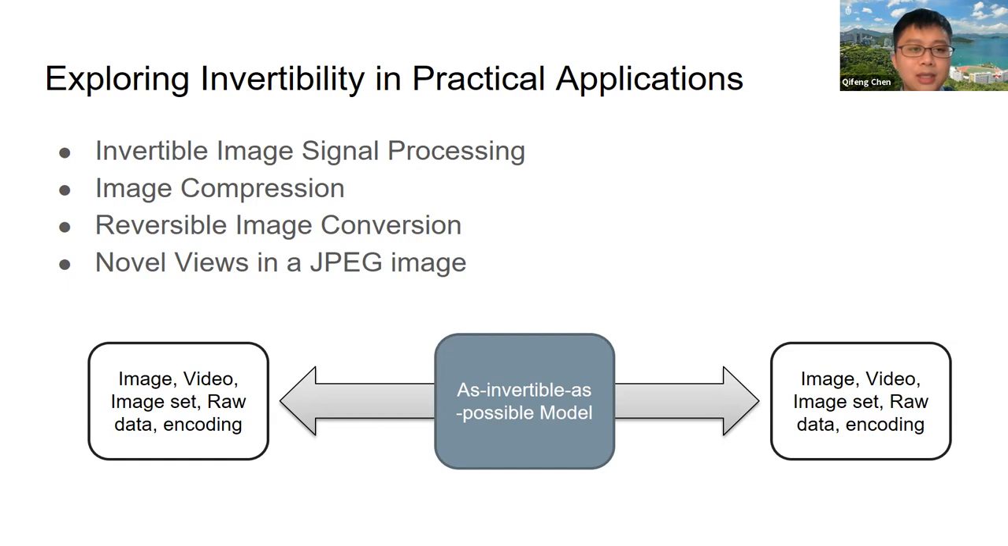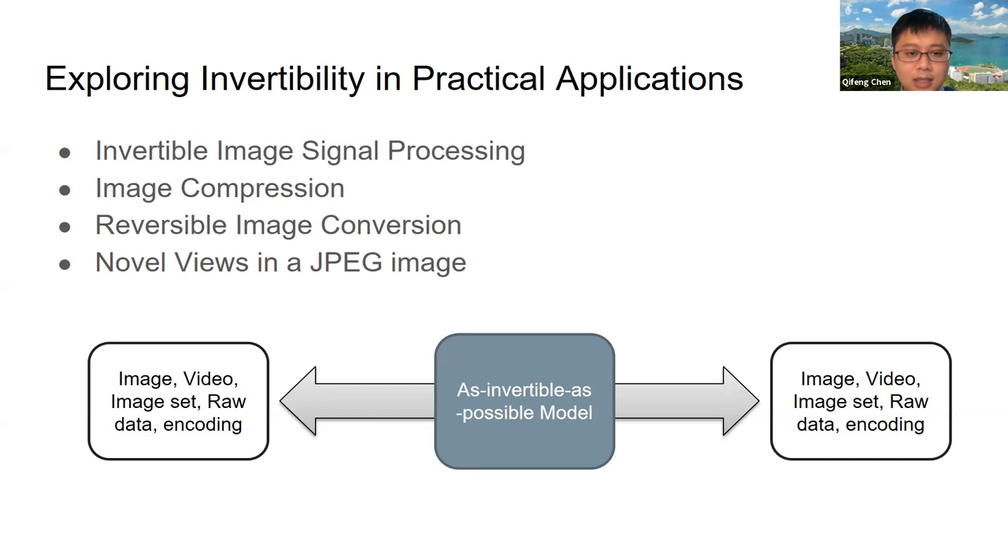We will also look into how we can apply as-invertible-as-possible models in image compression, and we obtain a model that outperforms state-of-the-art image compression methods. And we will also look into reversible image conversion, where we can convert a short video into an image, and we can also restore the video from an image. For example, with the Live Photo on our smartphone, like an iPhone, we can represent this Live Photo, which is a sequence of images, as a single image. But at the same time, we can restore a sequence of images from a single image.